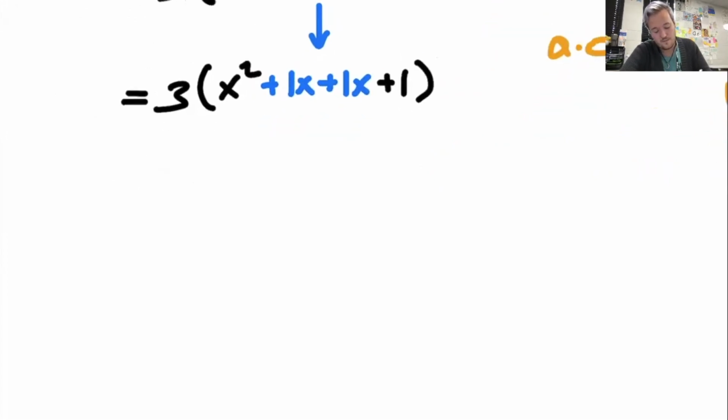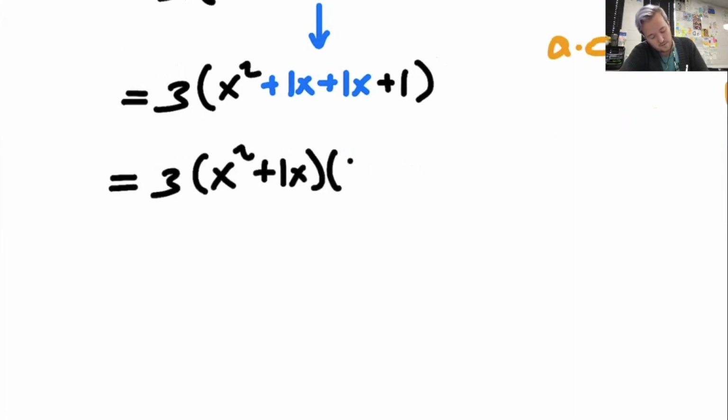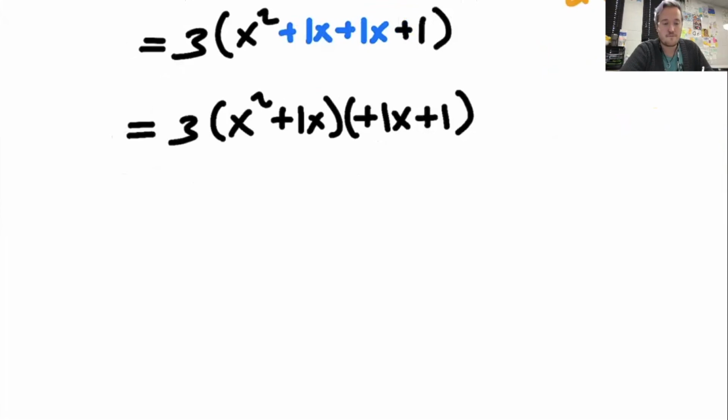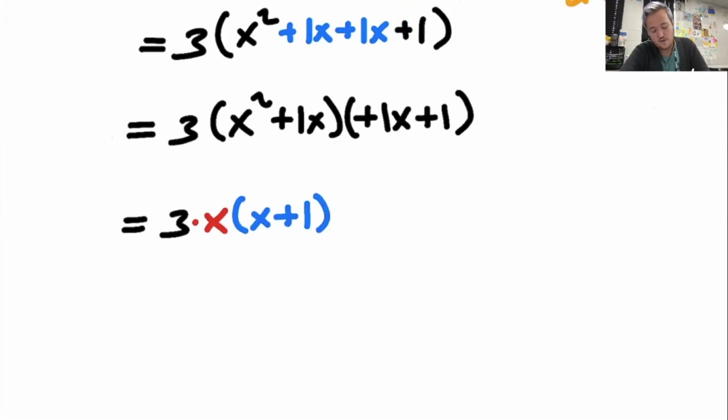Then you want to do your grouping. So 3, parentheses, x squared plus 1x, then plus 1x plus 1. In the first group, I can take out an x value, which will leave me with x plus 1. In the second group, the only thing I can take out is a 1. The greatest common factor here is 1, so plus 1 is all you can write. When you take out that 1, it doesn't change anything. It's just x plus 1.